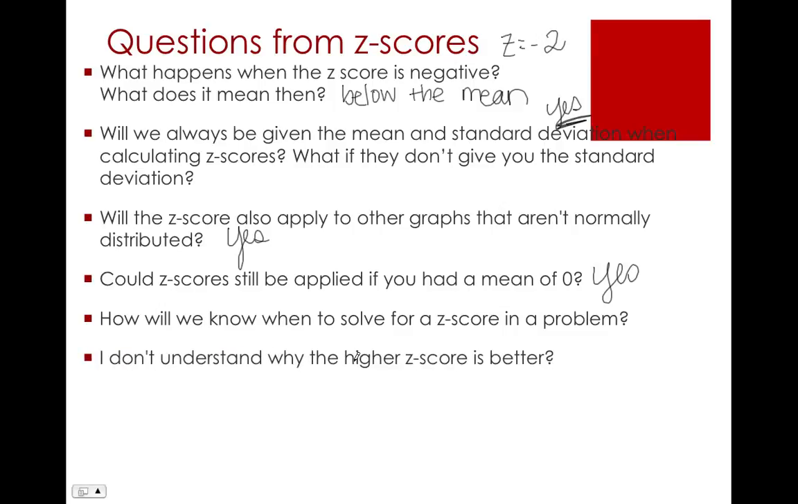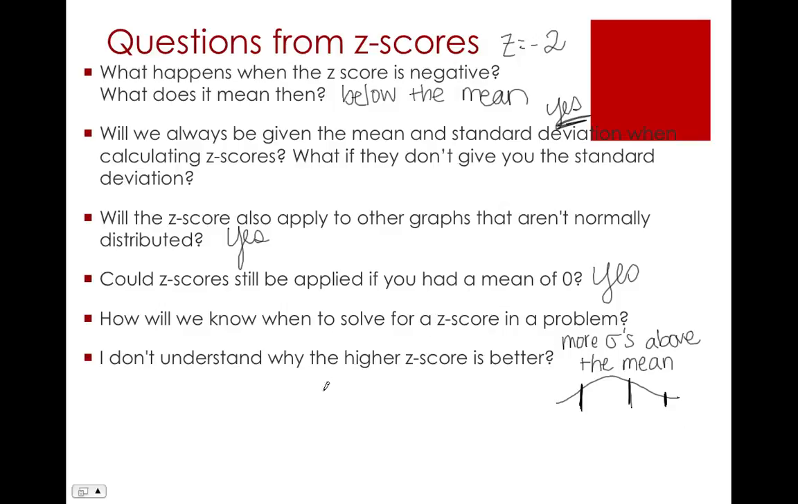Next question is interesting. I don't understand why the higher z-score is better. So I think this is in reference to the problem about batting averages. A higher z-score meant that you were more standard deviations above the mean. Which if we're talking about batting averages, having a higher batting average is something that you want. So being further up along the curve, let's say it is normally distributed, you'd much rather be here than here. And you really don't want to be over here with a negative z-score. That means you're below average.